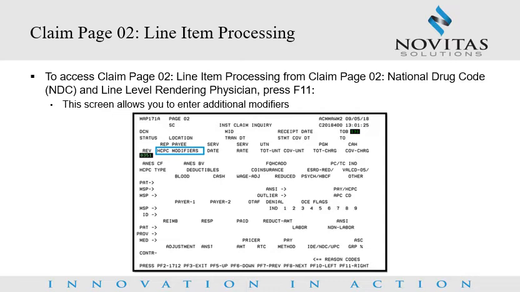Please note that after a claim has been submitted, this page will show line item processing details such as reimbursement information, so majority of the fields on this page are not relevant during claim entry. To return to the main claim page 02, press F10 to move to the left twice.